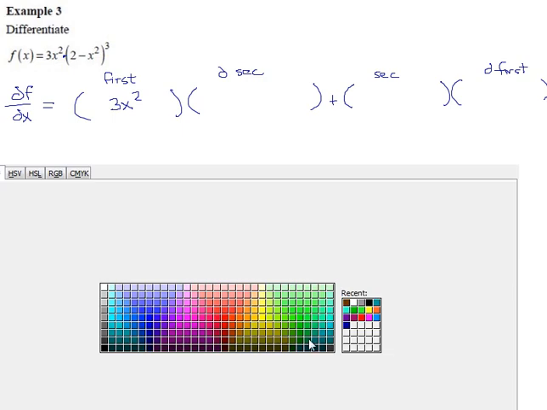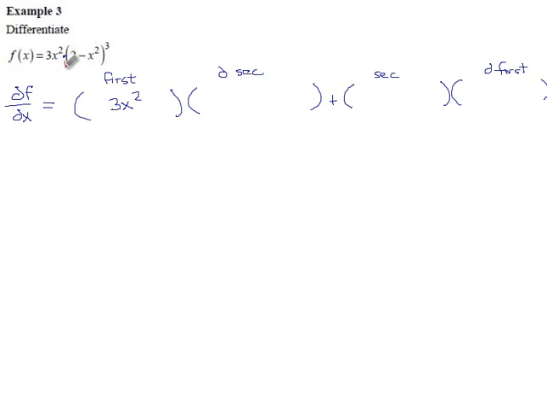Derivative of the second, time to switch colors. Now we have to do the derivative of this thing, which is a function within a function. We must use the chain rule here. It starts out as 3 times bracket to the second power, and 2 minus x squared goes in there. That is our outermost layer. Now that we've done that layer, we forget about the third power and we do the derivative of what was inside it, the derivative of 2 minus x squared. So, derivative of 2, 0. Derivative of minus x squared should be minus 2x. Those two things multiplied together are the derivative of the second piece.